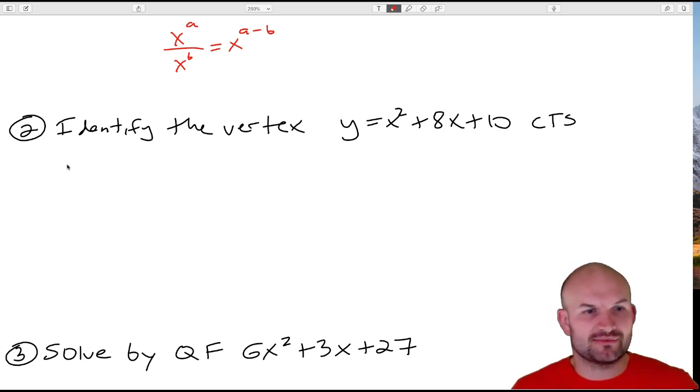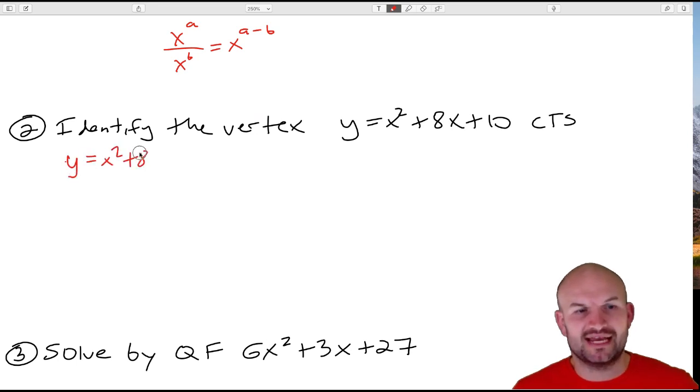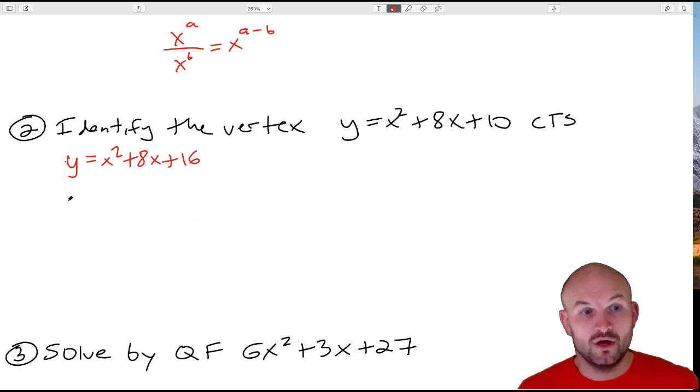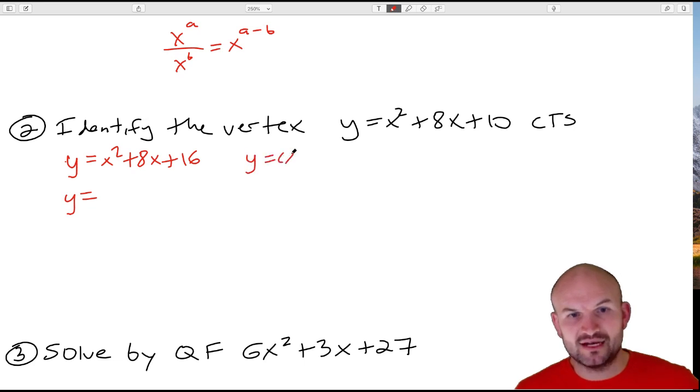So what I'm going to do is say, what if the problem looked like this? y equals x squared plus 8x plus 16. And what if I said find the vertex here? Well, hopefully you'd recognize that if we had it in vertex form, x minus h squared plus k, then the vertex would be h comma k, right?